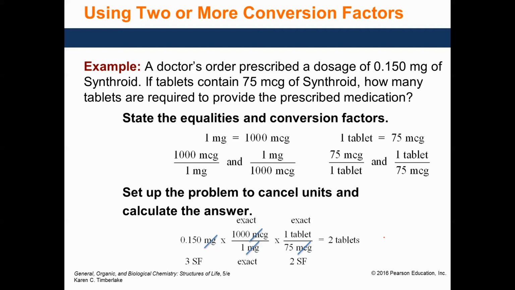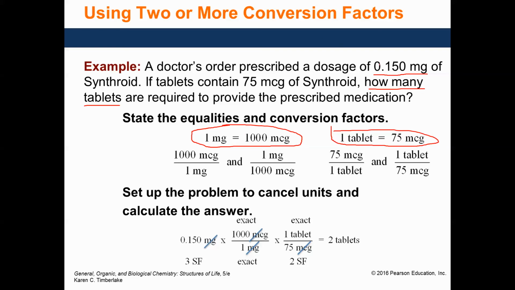So we need to know our relationship between milligrams and micrograms. If we look that up, 1 milligram equals 1,000 micrograms, and we can make two different conversion factors from that. And then we also need to know how many micrograms in our tablet. 1 tablet equals 75 micrograms, and this is given in our problem. And so again, what we're trying to find is how many tablets are going to correspond to 0.150 milligrams of Synthroid. So we're trying to figure out the relationship between those things.